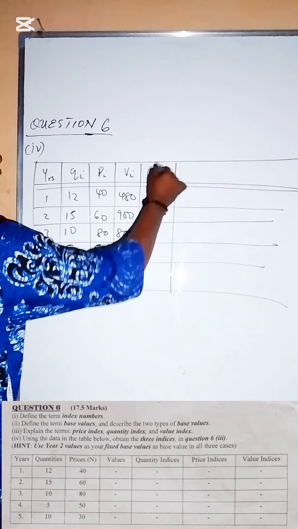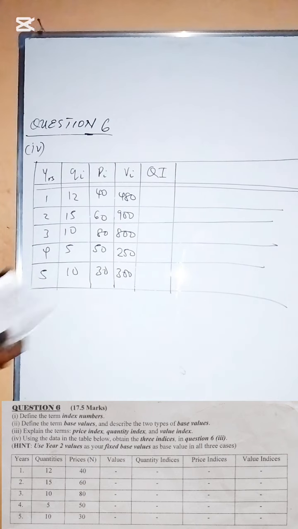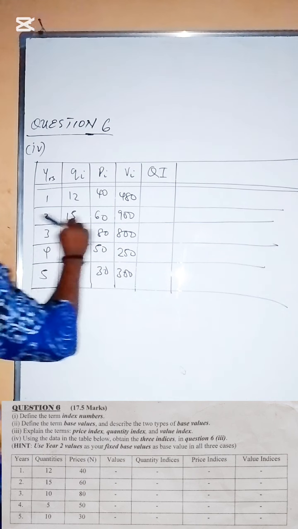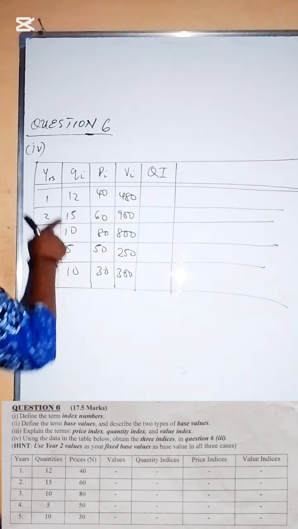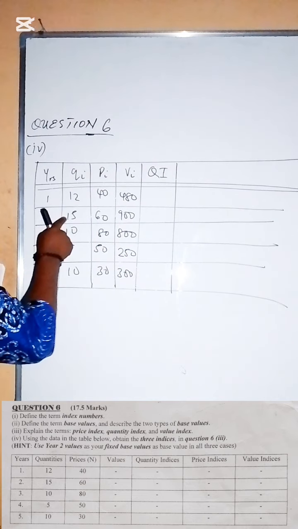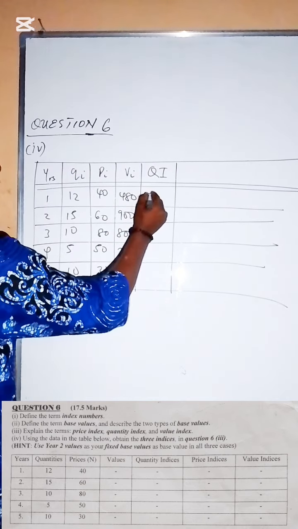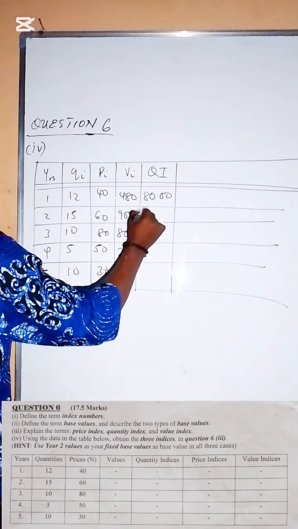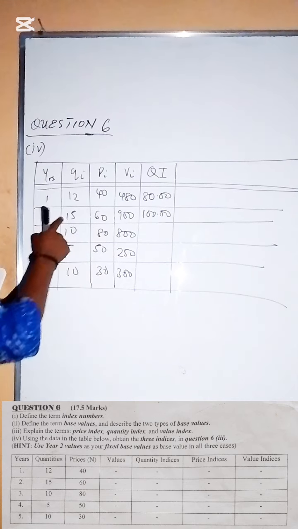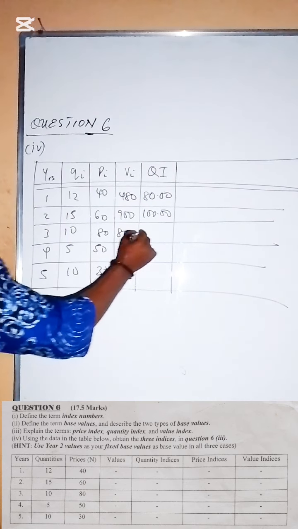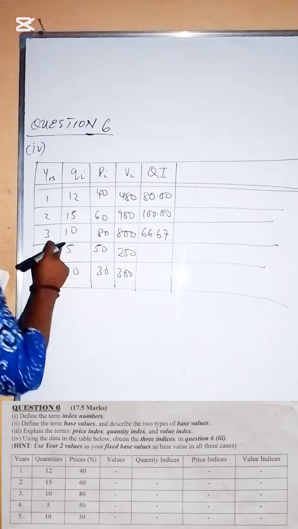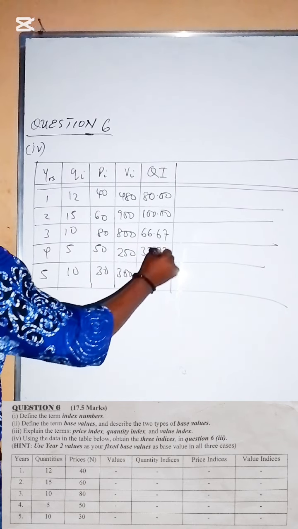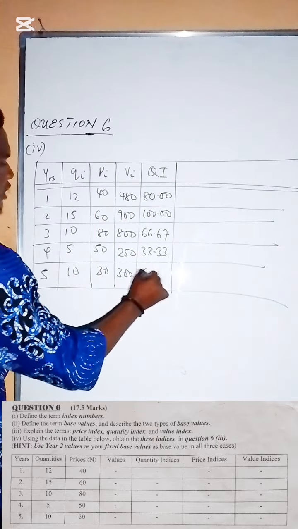So once you are done computing this, we now go to the quantity index. Quantity index is QI. For you to compute the quantity index, this question says you should use year 2 as your reference fixed base value. So all the values here will be our reference fixed base values respectively. For quantity index, this will be 12 over 15 times 100, and that gives us 80.00. Then 15 over 15 times 100 gives us 100. Then 10 over 15, the base value times 100 gives us 66.67. Then 5 over 15 times 100 gives us 33.33. Then 10 again gives us 66.67.